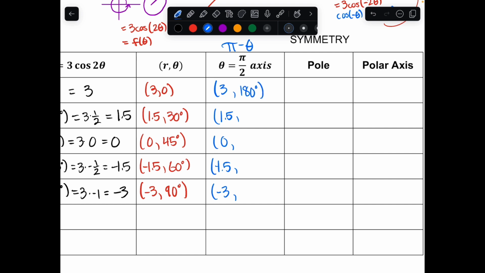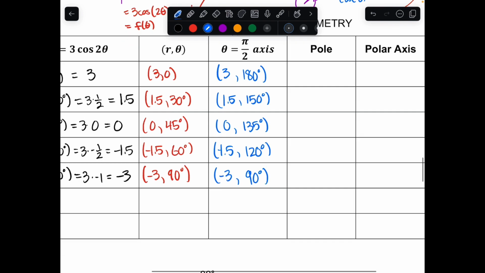180 degrees minus 30 degrees is 150 degrees. 180 degrees minus 45 degrees is going to be 135 degrees. 180 degrees minus 60 degrees is going to be 120 degrees. And 180 degrees minus 90 degrees is going to be 90. So let's go ahead and take these and plot these points now.